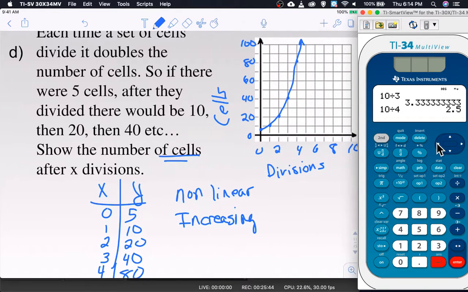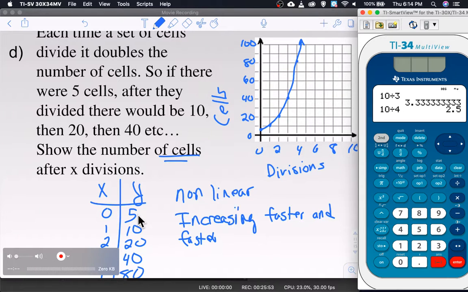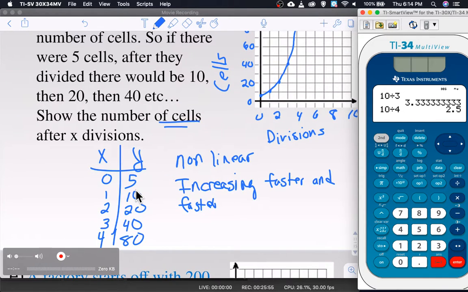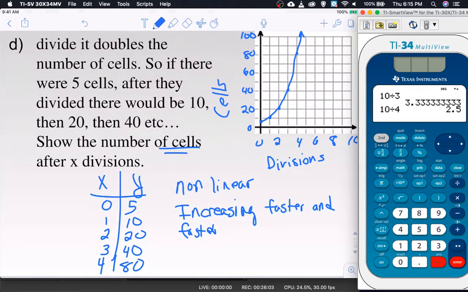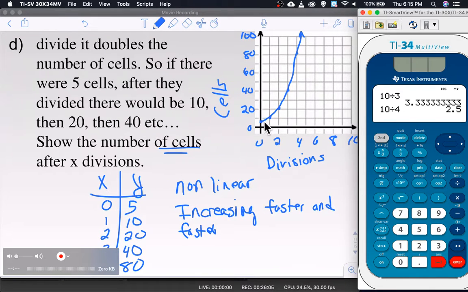Here it's increasing faster and faster. Each time it increases, it's increasing by more and more. Like it increased by 5, it increased by 10, by 20, by 40. Each time it increases, it's increasing more than it did before. So it's increasing faster and faster. It increased fairly slowly here. Look, the slope is not too big. And now at the end, look how steep this slope is. It's really big. So slower to faster.